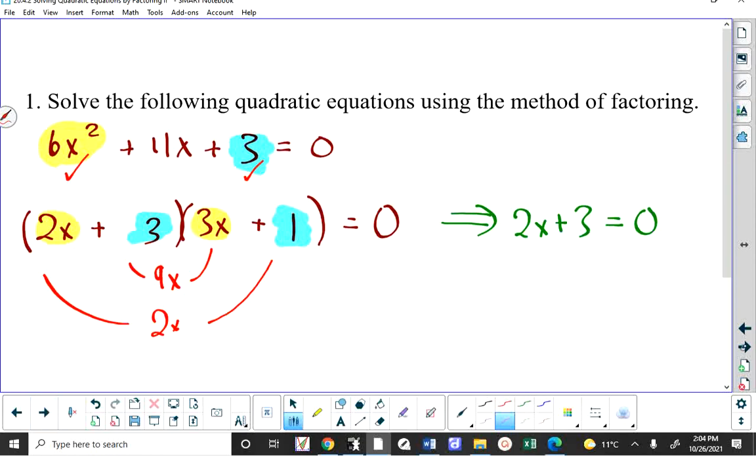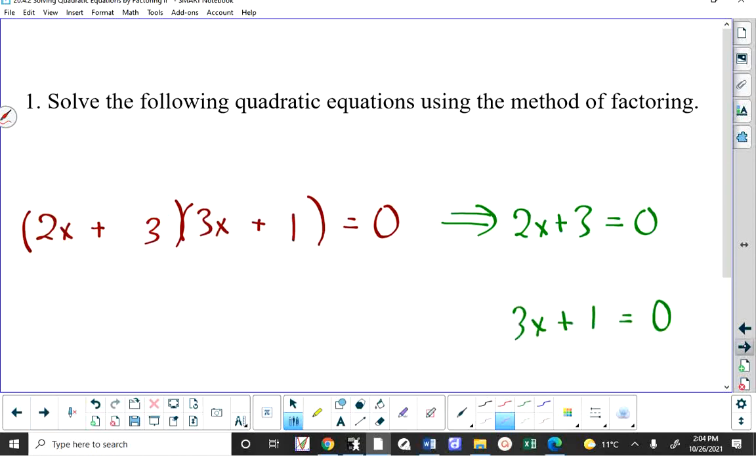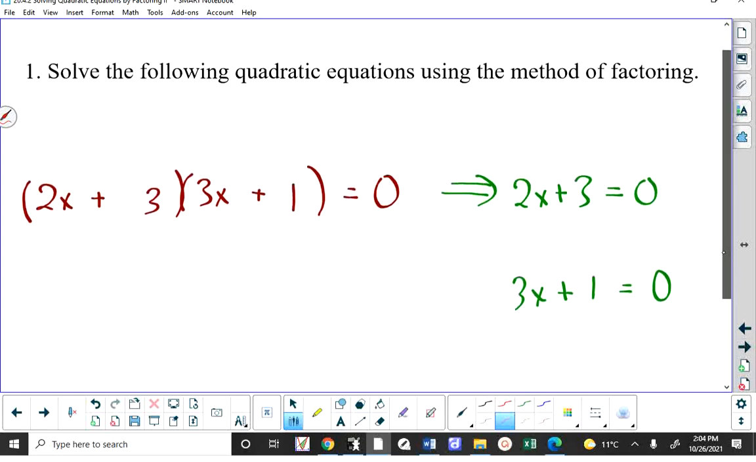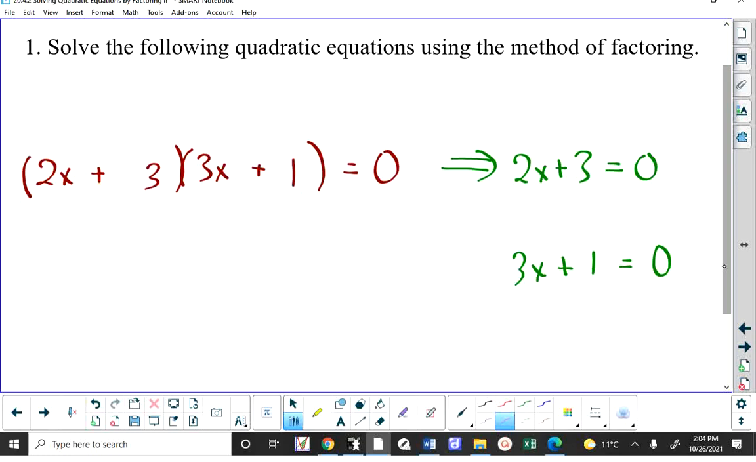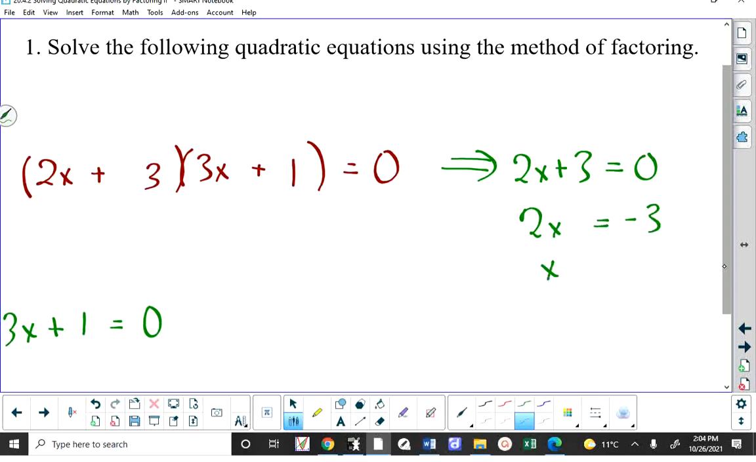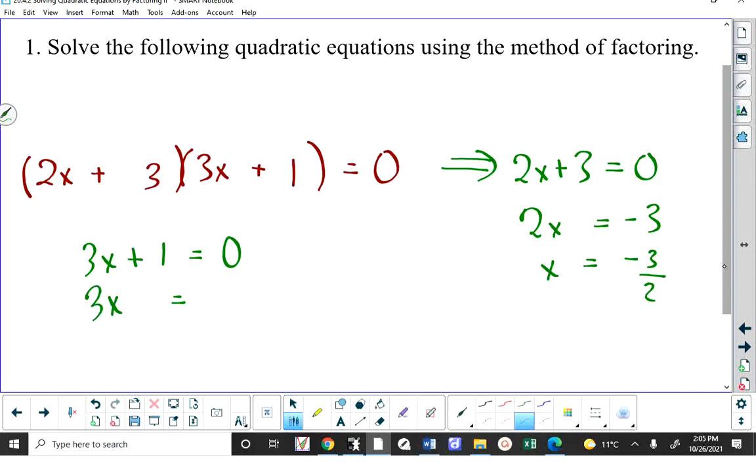Where we left off, however, was that you still have to take that 2x plus 3 and set it equal to 0, and the 3x plus 1 and set it equal to 0. So let's solve those now. If I solve 2x plus 3 equals 0, I would have to start by subtracting 3 from both sides and then dividing by 2 and getting negative 3 over 2. And if I take a look at 3x plus 1 equals 0, I would have to start by subtracting 1 from both sides and dividing by 3, and I get this.